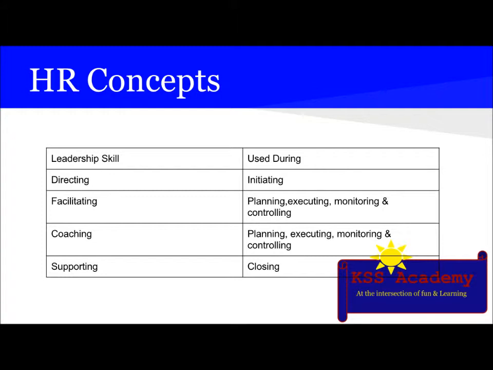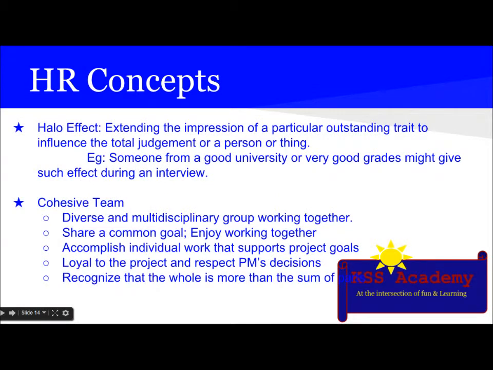Some HR concepts. The first thing is leadership skill. There are four kinds of leadership skill: directing, which is used under the initiating project management process group, and then facilitating, which is used during the planning, executing, monitoring, and controlling process groups. Then the next is coaching, which is used under planning, executing, monitoring, and controlling process groups. And the last is supporting, which is done under the closing process group.